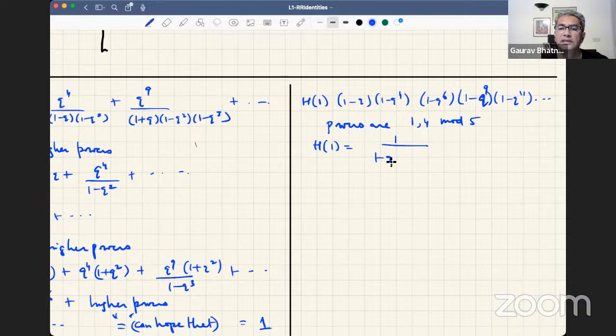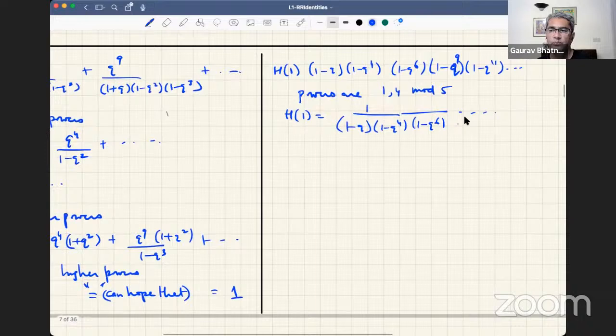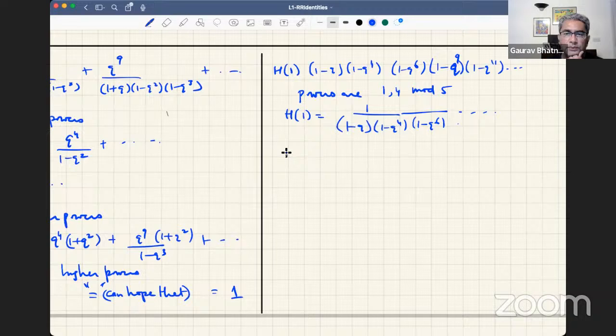Somebody like Ramanujan would have calculated hundreds of terms to make a guess and be almost certain that this is true. And this is actually a trick due to Euler. Surely it's an easy trick. Euler did it, and I'm sure Ramanujan would have discovered it himself. So this gives the product side.